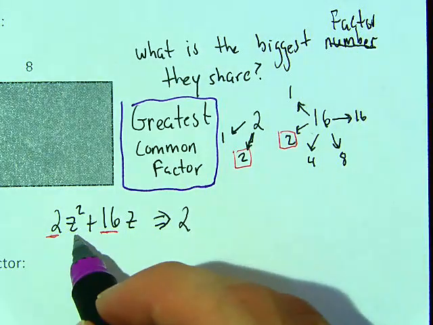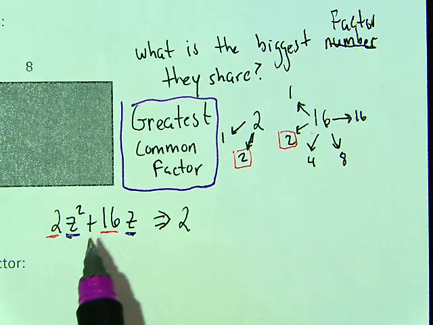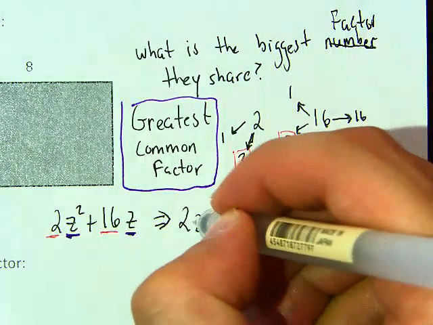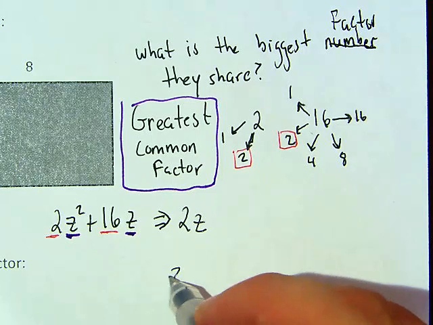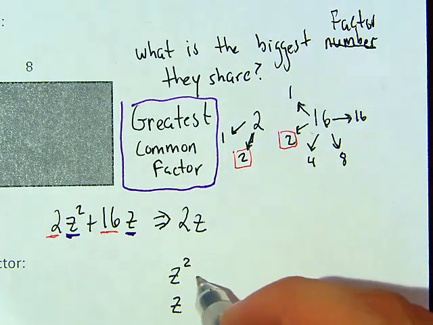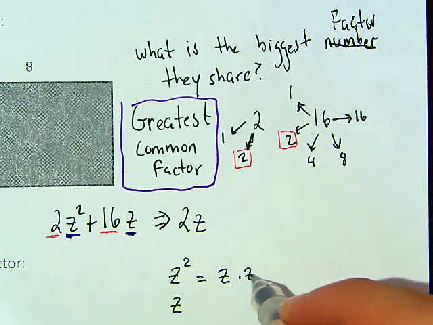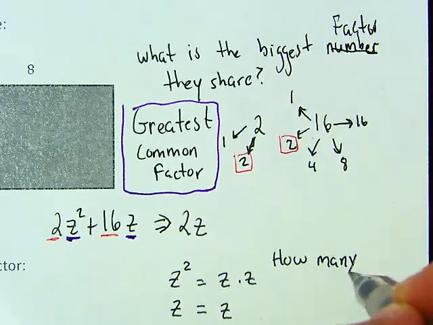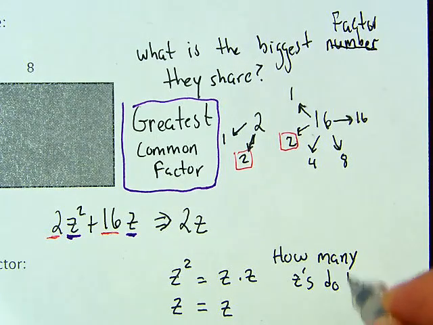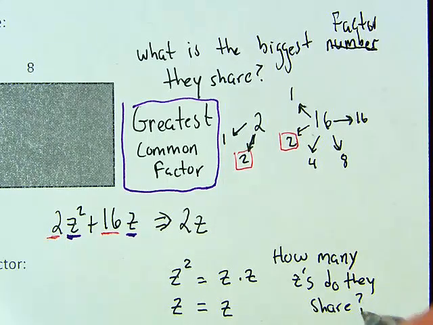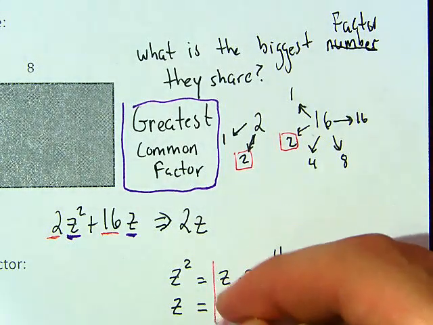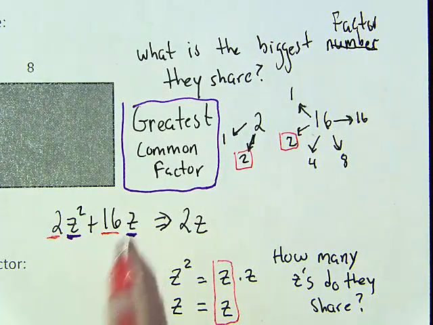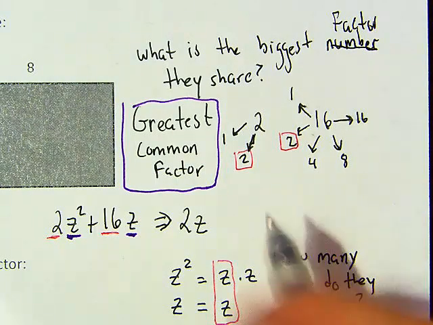So what about the next part? What about for the z squared and the z? What's the greatest common factor of z squared and z? This will be just z. And the idea for this is, if I have z squared and I have z, z squared is equal to z times z, and z is just equal to z. How many z's do they share? They just share one z in common, so that's why z is the greatest common factor of z squared and z.